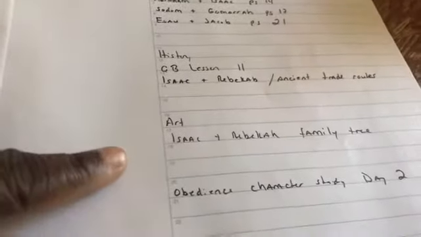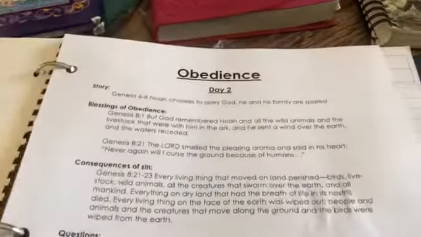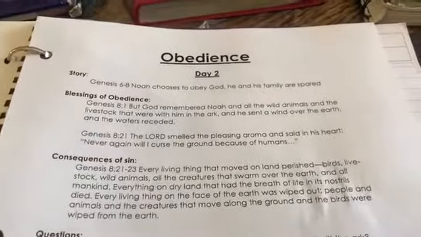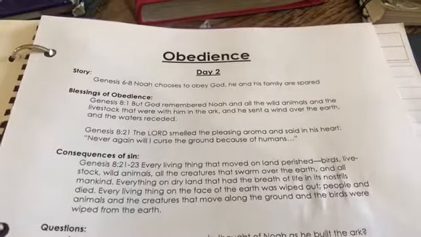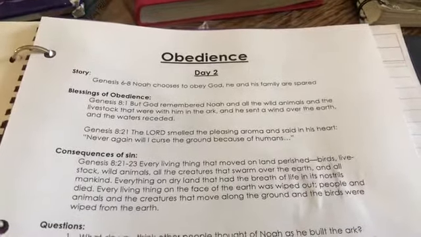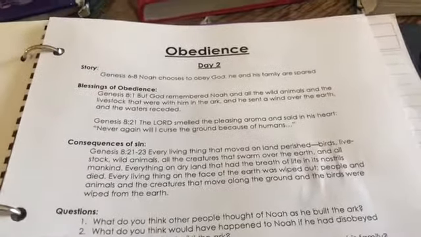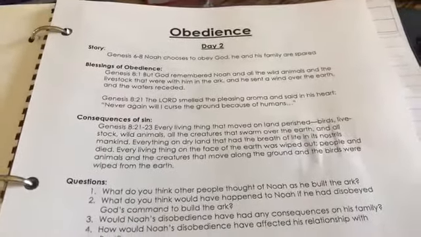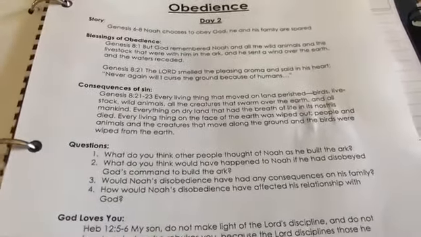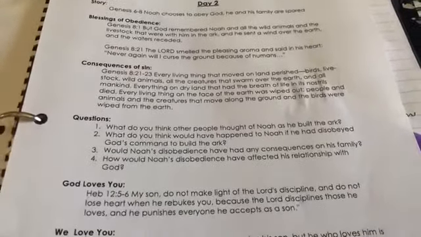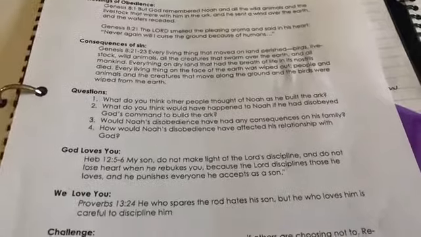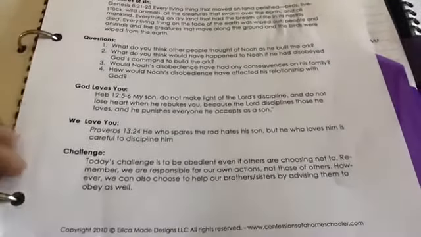So for art, we're doing the family tree. And then the last thing we're going to do this day is the obedience character study, which is right here. We're going to do day 2, which is a story of Genesis 6-8. Noah chooses to obey God, and he and his family are spared. And I'll just slowly go down so you guys can see what we have to read, what the questions are, what the challenge is for that day.